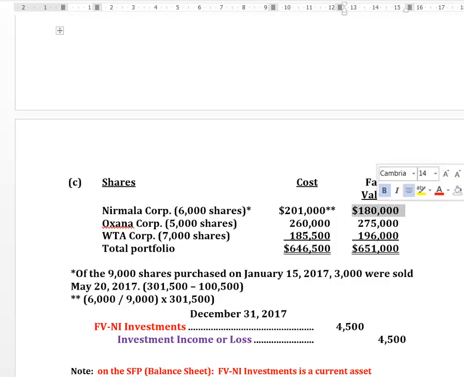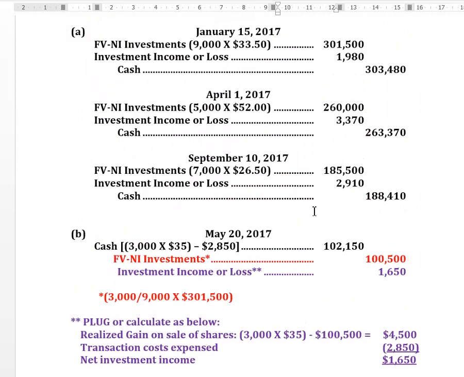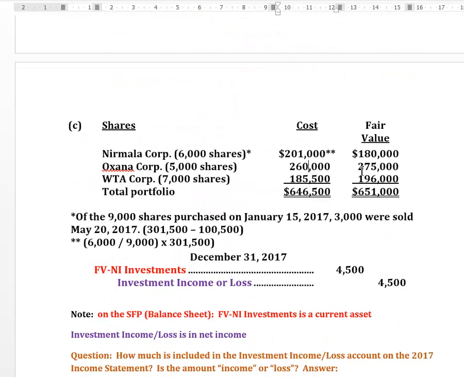Fair value, they gave that to you in the question, 180,000. Oksana shares, there was no activity in those shares. So we still have them sitting at what we paid for them, right? If you go back here, don't forget, we paid for those shares 52 bucks a pop, right? So they're still sitting there at 260, but don't forget, our fair value now is 275,000, right? And for 7,000 shares, we paid 185.5, but the fair value was changed. So when we do the multiplication, we find out we have $196,000 in fair value.